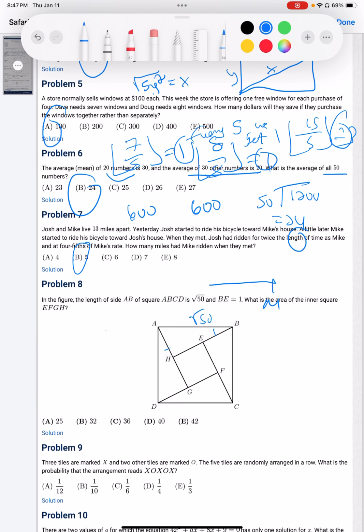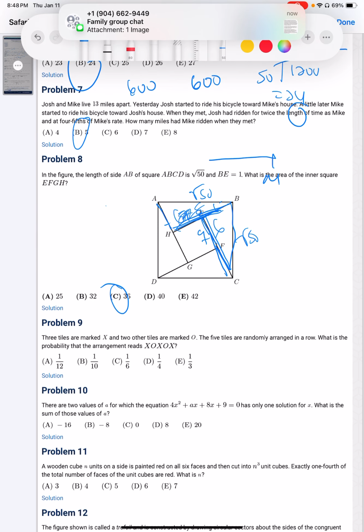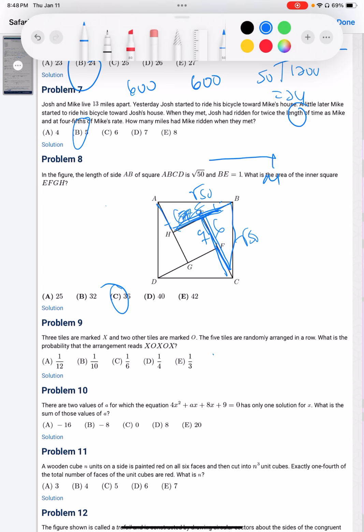So move on. Side AB is root 50, and B is 1. Okay, that's also root 50. That's 7. That's 7. That's also 7, which means that's 8. The area of the inner square is just, it's also 7. It's just that. So that's just 7 minus 1 is 6. So it should be 6 times 6 is 36.